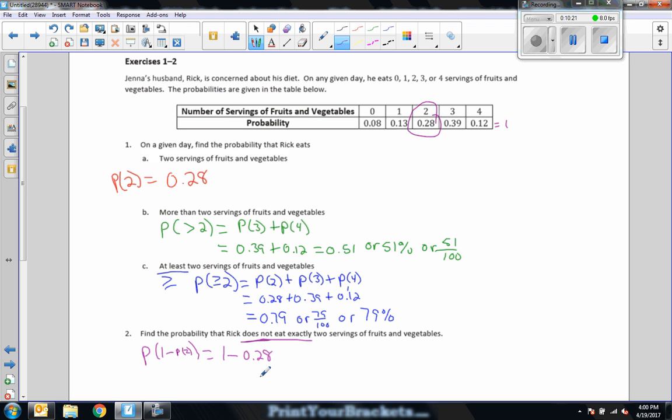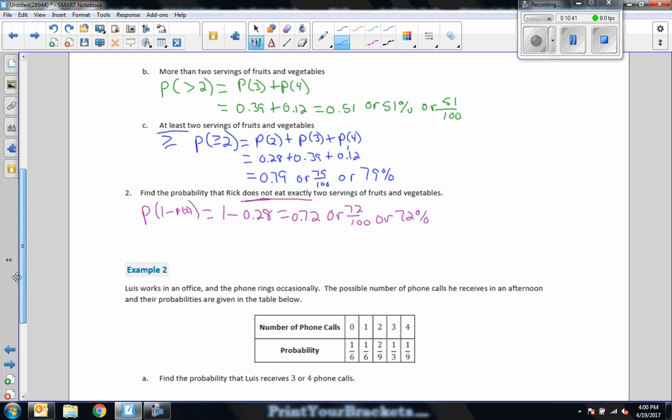So the probability of not exactly 2 is 0.72, or 72 hundredths, or 72%. Okay, example 2.